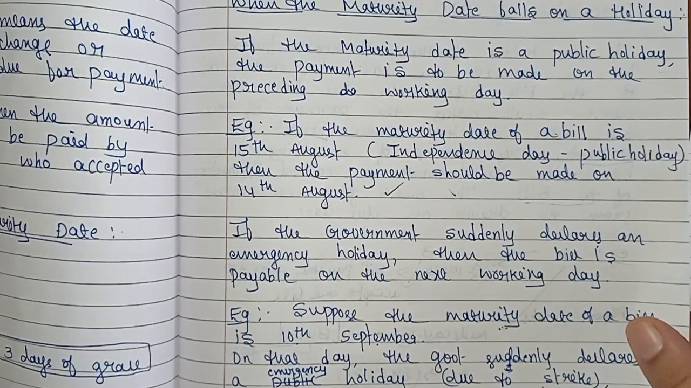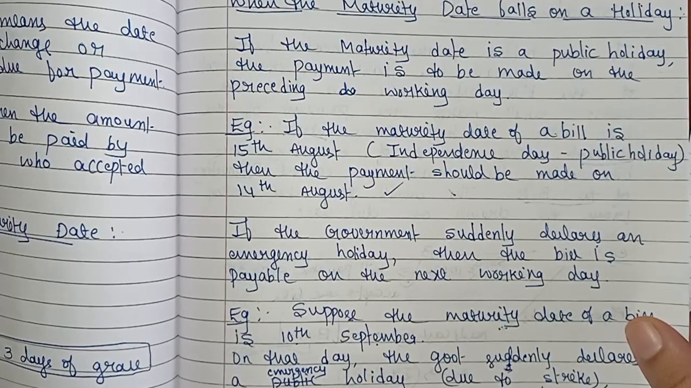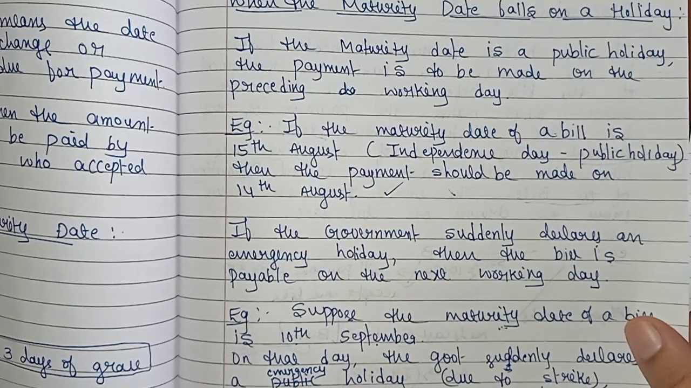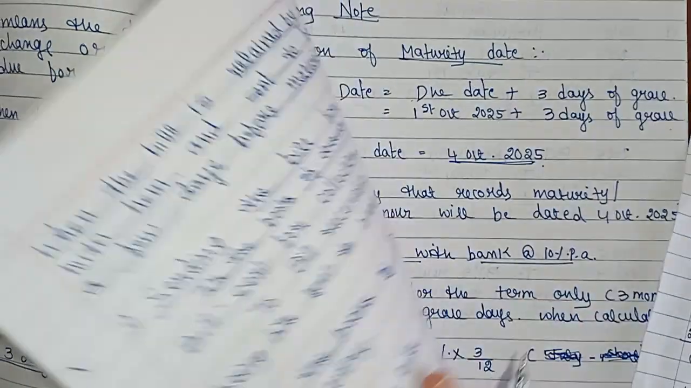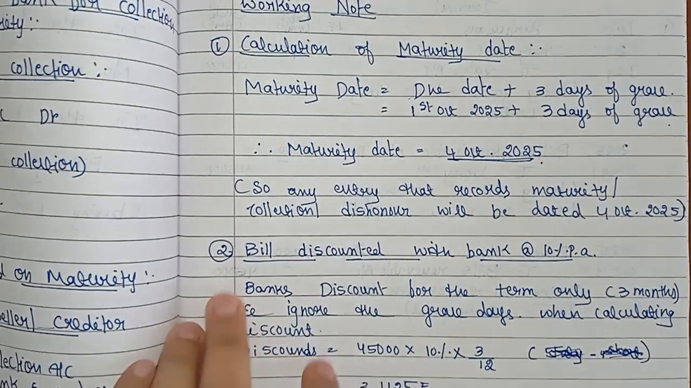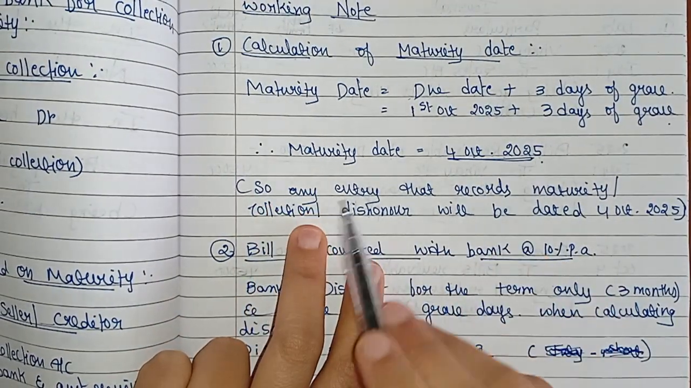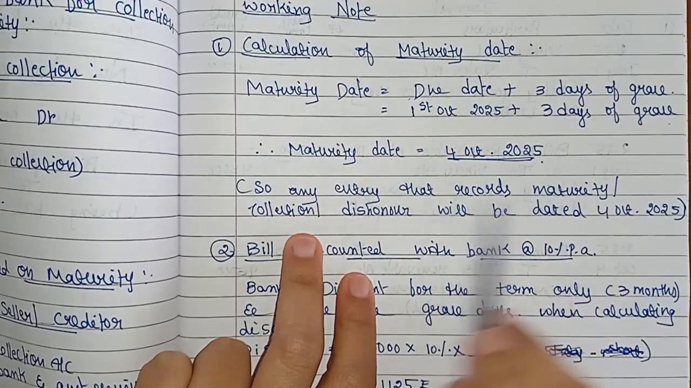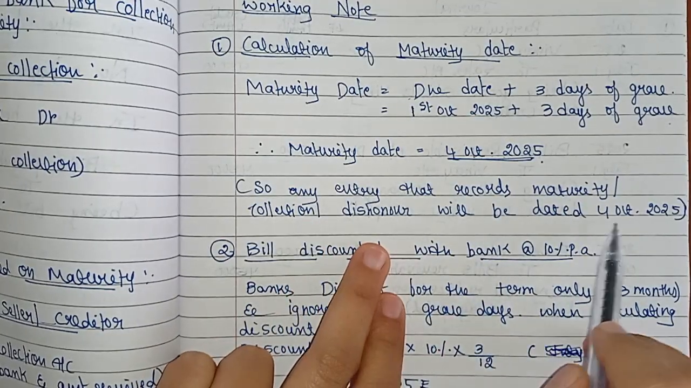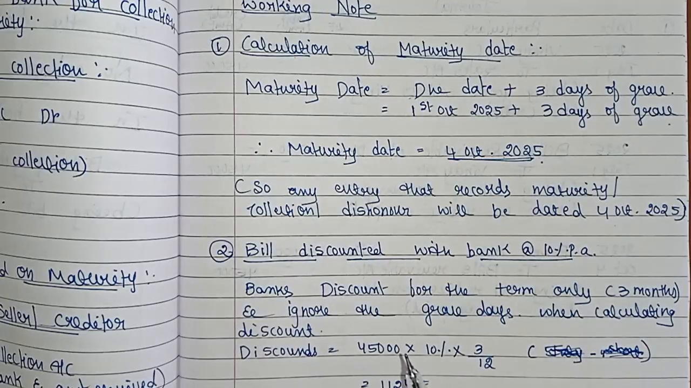Clear? If, for example, 15th August is Independence Day, that is a public holiday. So the payment should be made on 14th August. But if the government suddenly declares an emergency holiday, the bill is payable on the next working day. Clear? So that is about maturity date. So our maturity date in our case is 4th October 2025. So any entry that records maturity, collection or dishonor will be dated 4th October 2025.